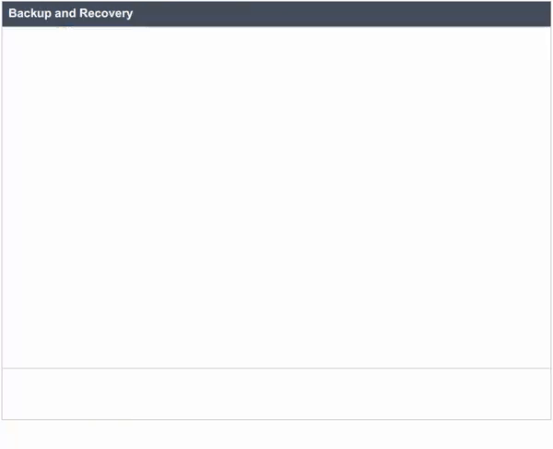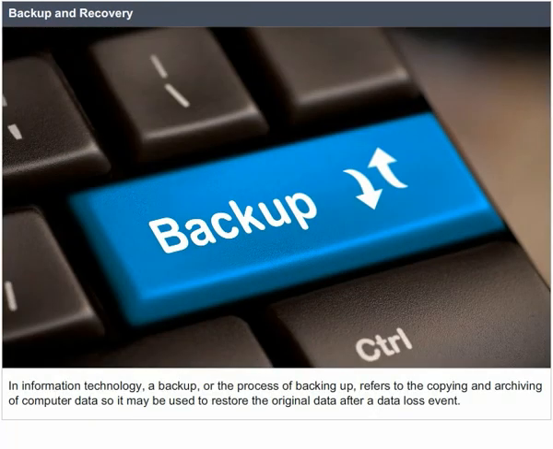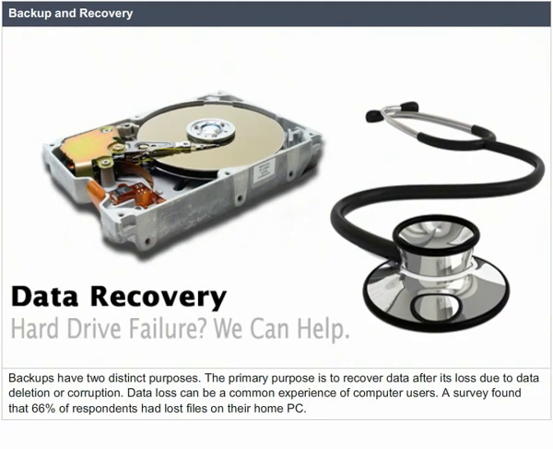Backup and recovery. In information technology, a backup or the process of backing up refers to the copying and archiving of computer data so it may be used to restore the original data after a data loss event. Backups have two distinct purposes. The primary purpose is to recover data after it's lost due to data deletion or corruption.